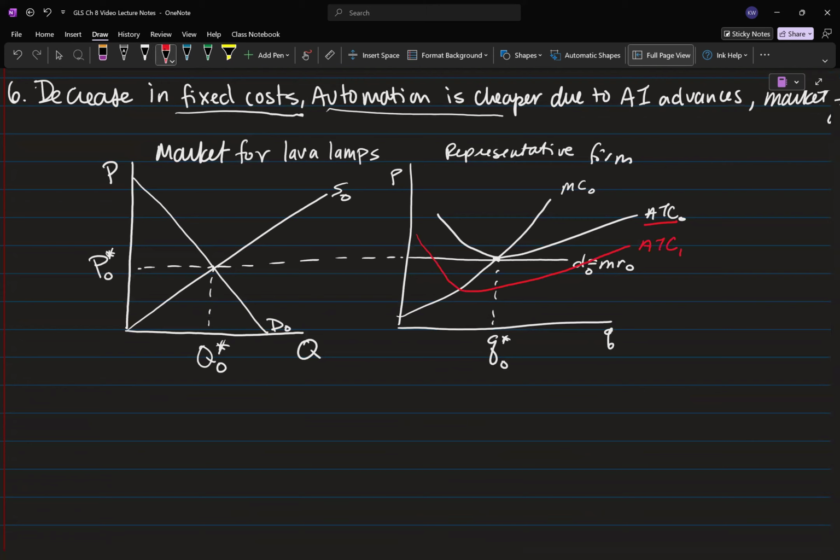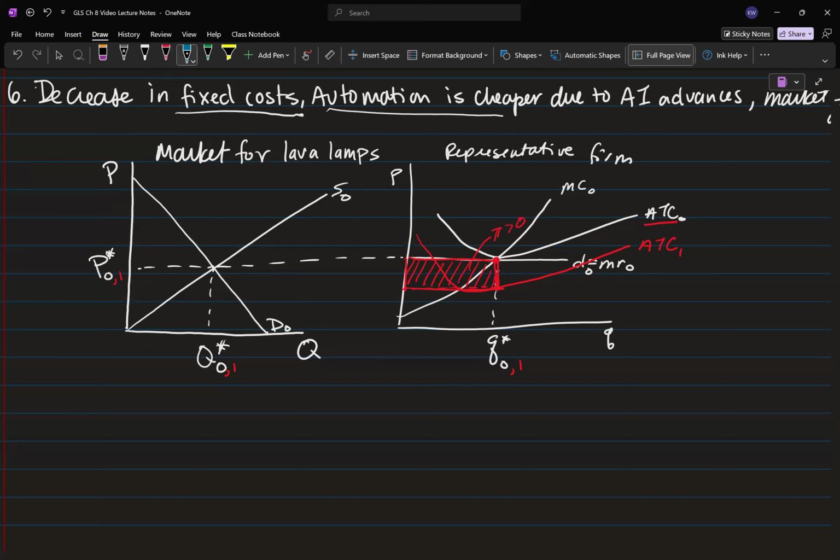So we can go ahead and show that downward shift of average total cost. Because average total cost is the only thing that changes, the representative firm's output stays the same, and so does the output on the market. There's also no change in price. Okay, so the only thing that's changing here is that now the firm's average total costs are below the price for their good. So now they're earning positive profits. The firms that are currently in the market are very happy about this. They just had automation become cheaper and now their profits are positive.